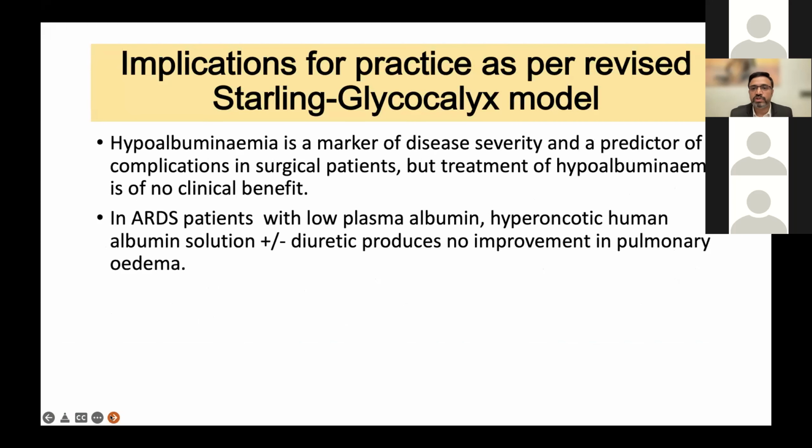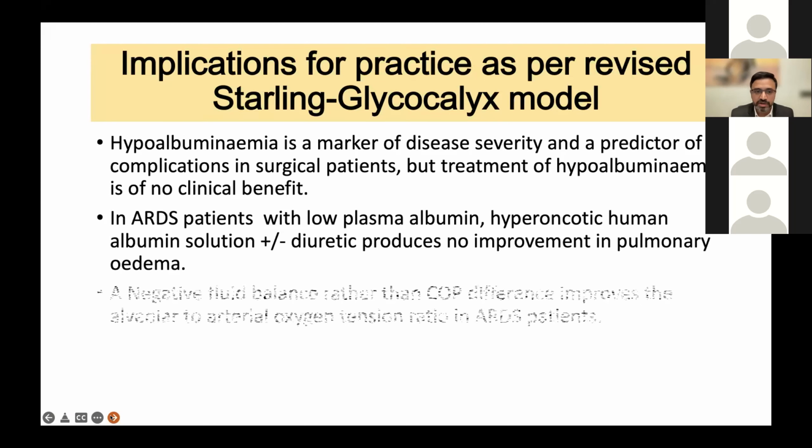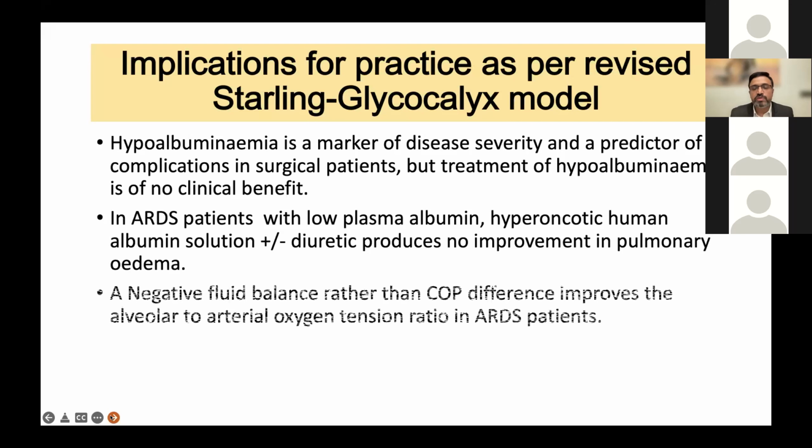In ARDS patients with low albumin, albumin plus or minus diuretics will not produce any improvement in pulmonary edema. It's a negative fluid balance rather than a colloid oncotic pressure difference that improves the alveolar-arterial oxygen tension in ARDS patients. So the major role is played by the diuretic, which leads to a negative fluid balance, rather than albumin per se.